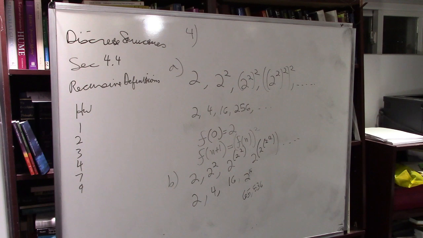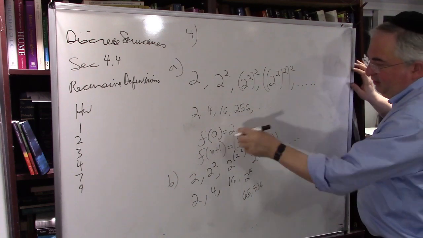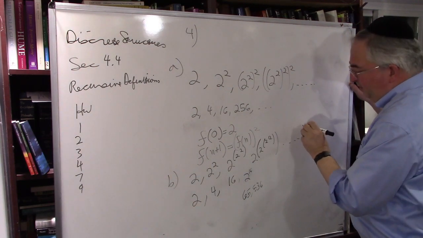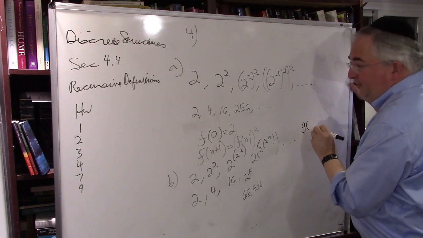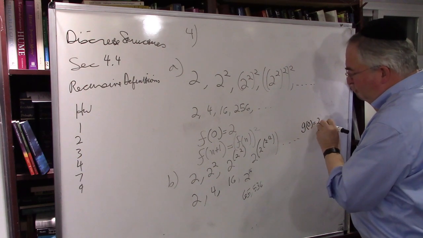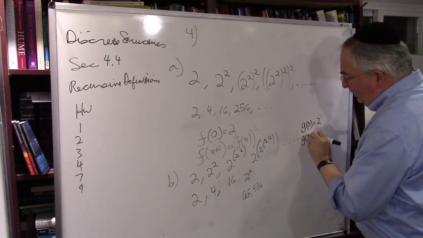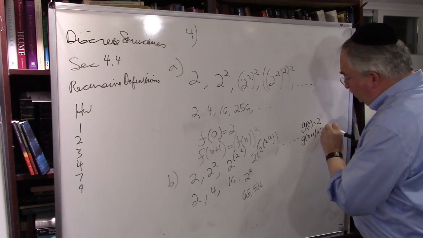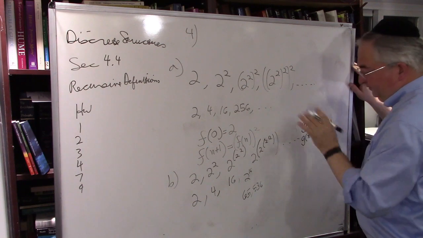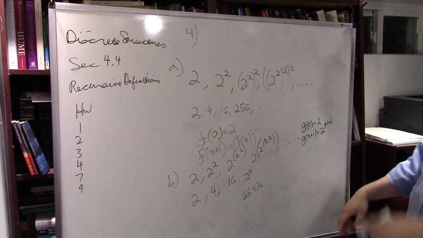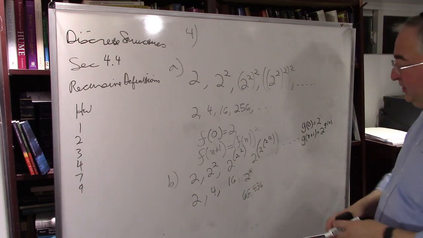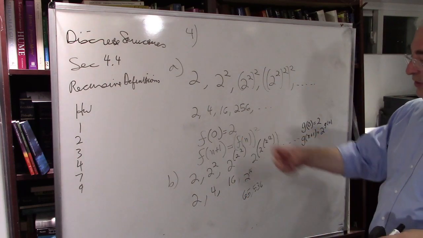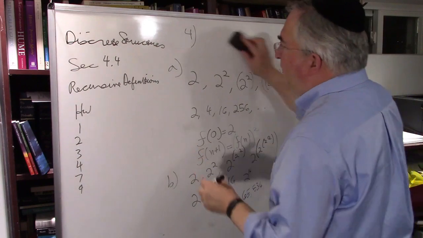Okay. Anyways, they want a sequential, they want a recursive formula. It's very simple. G of 0 is equal to 2. G of n plus 1 is not where you square it, but it's equal to 2 to the g of n. That's it. So that's the difference between this. Obviously, this grows faster than this. This is part B. Great, next.